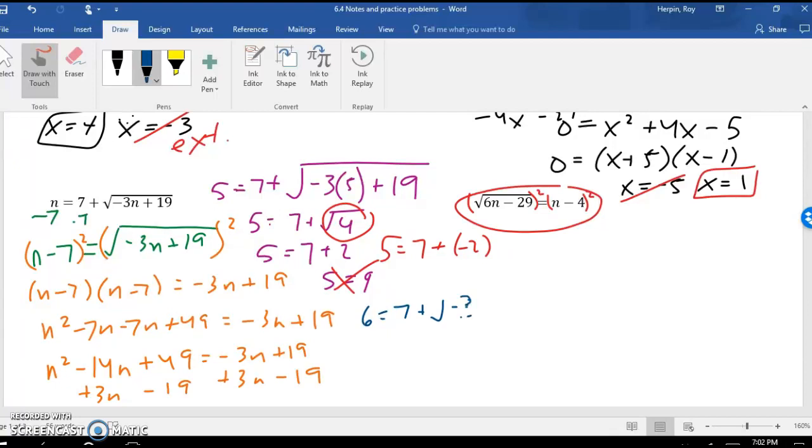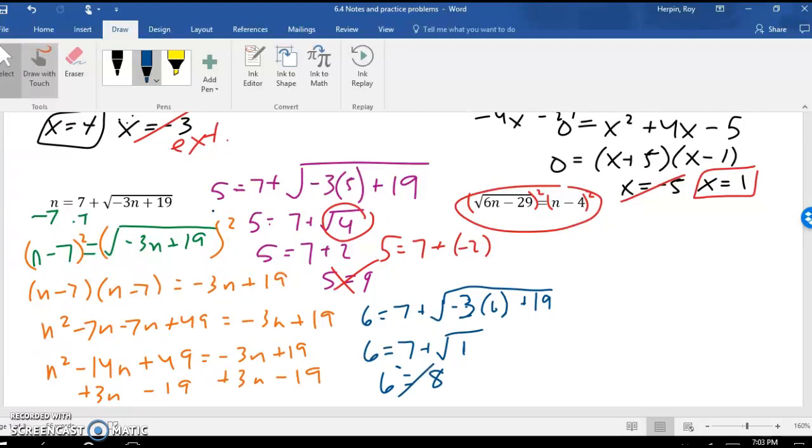Negative 3 times 6 plus 19. 6 equals 7 plus the square root of negative 3 times 6, which is negative 18, plus 19 is 1. So 6 equals 7 plus 1, which is 8. That does not work either.